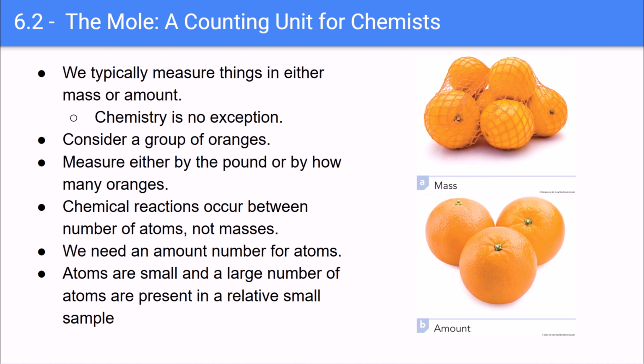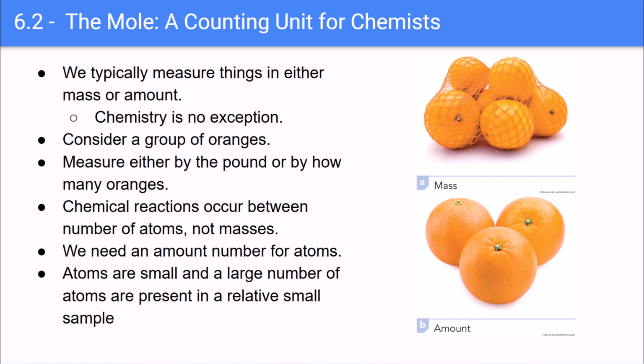So whether it be in science or just in day-to-day life, we typically measure things in one of two ways. We measure things either in mass, by weighing it in grams or pounds, or by the amount of something, and chemistry is no exception. So let's think about oranges as an example. We measure them either by the pound or by how many oranges we get in a bag.